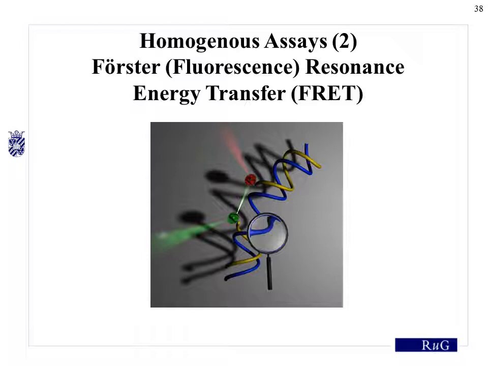Red fluorescence can only be seen if green and red molecules are in close proximity, meaning on the order of 10 nanometers, because otherwise the orbitals would not be overlapping and there would be no further resonance energy transfer. That means both molecules must be bound to the same macromolecule, for example a receptor or an antibody, or in this case DNA.